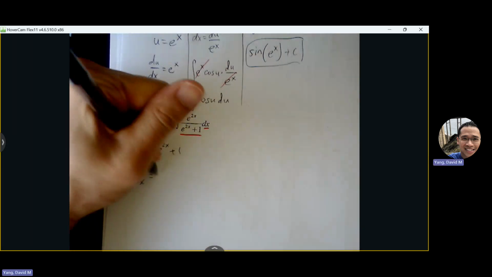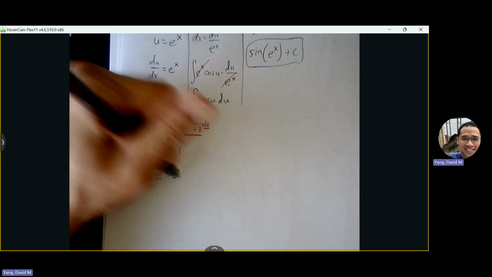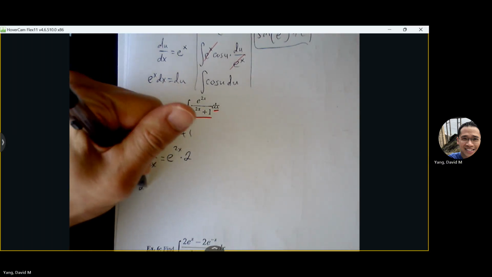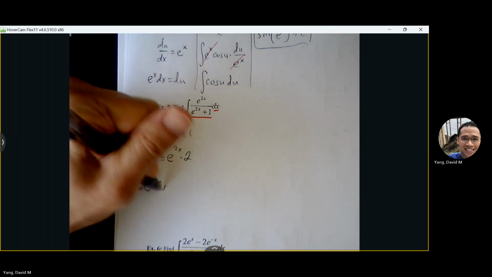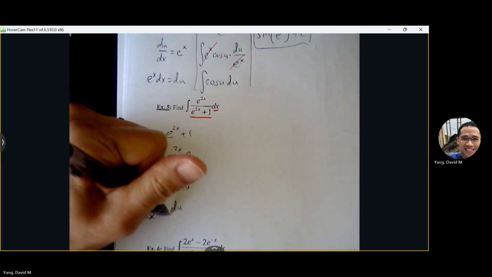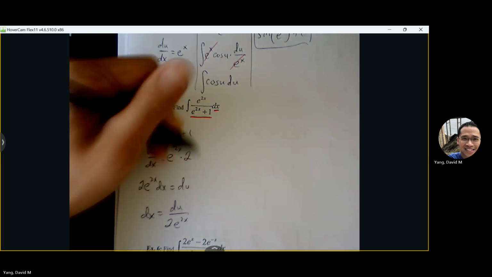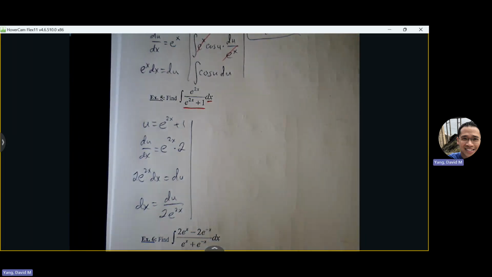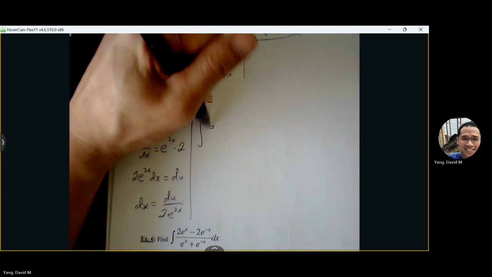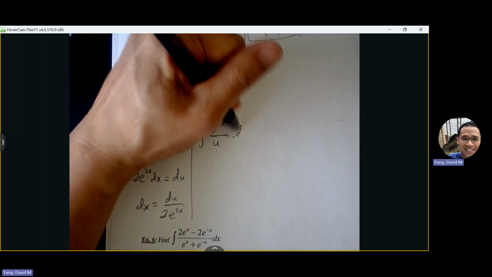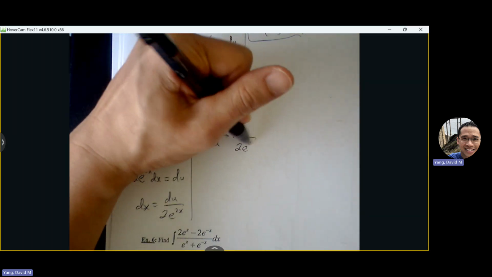Derivative for e to the u is e to the u times u prime. That's first semester rule, cross multiply. We make our substitutions. E to the 2x up top, denominator is u, dx becomes du over 2e to the 2x.